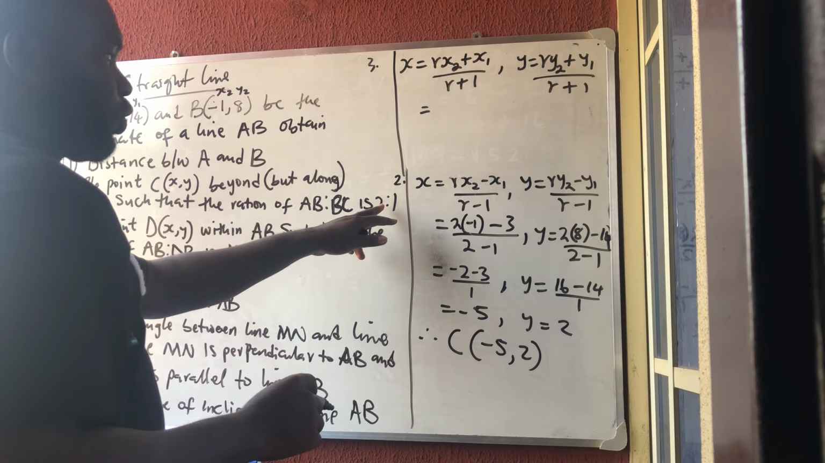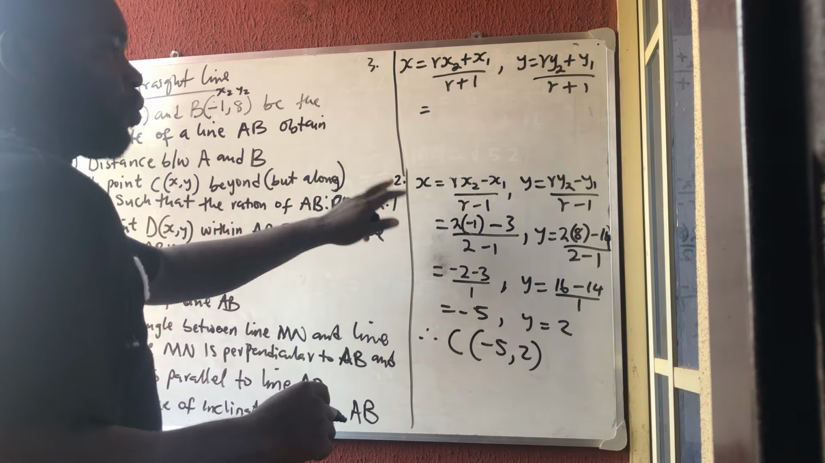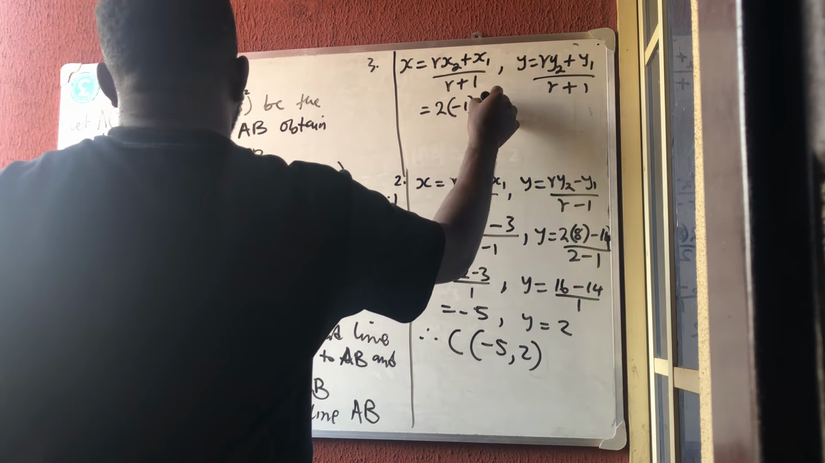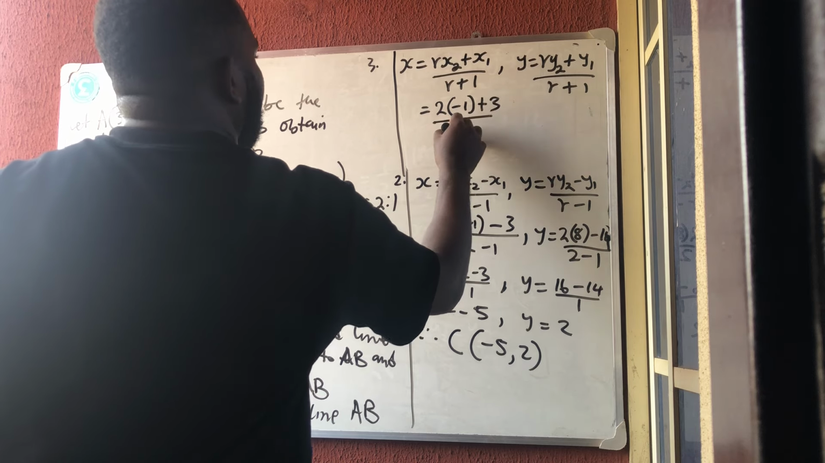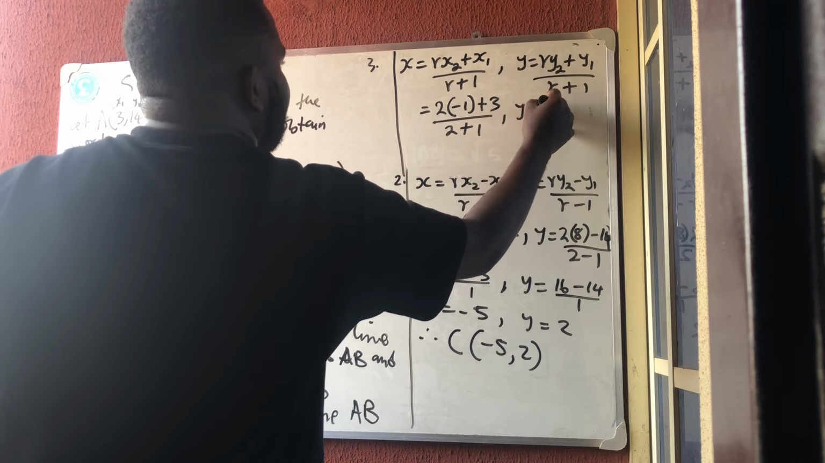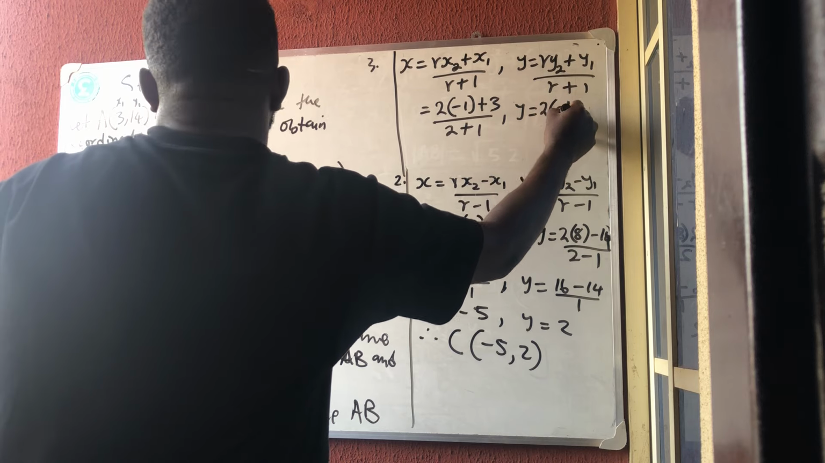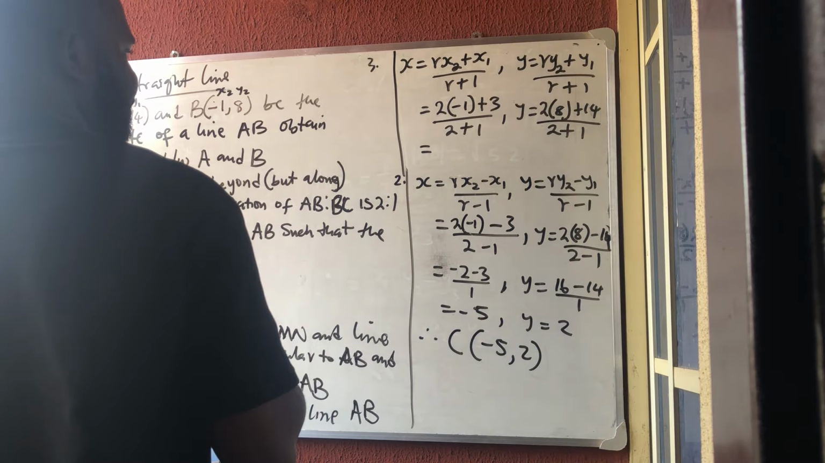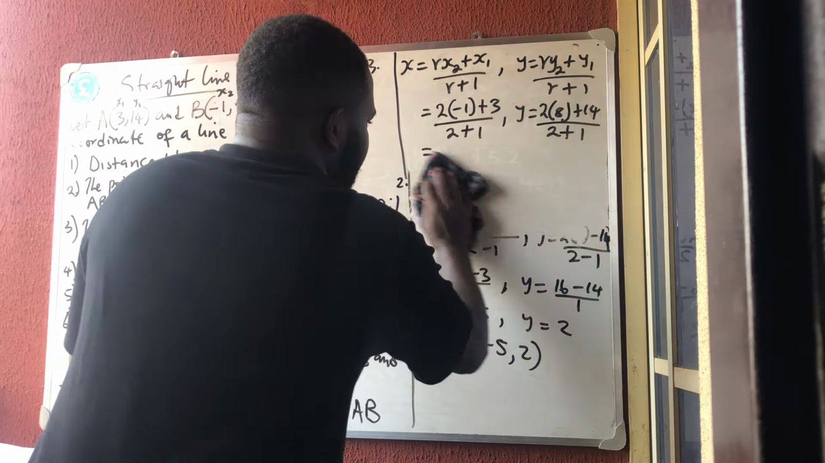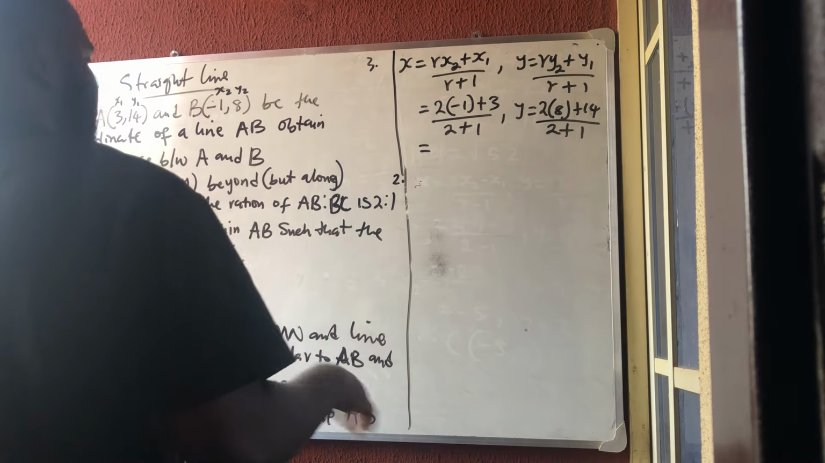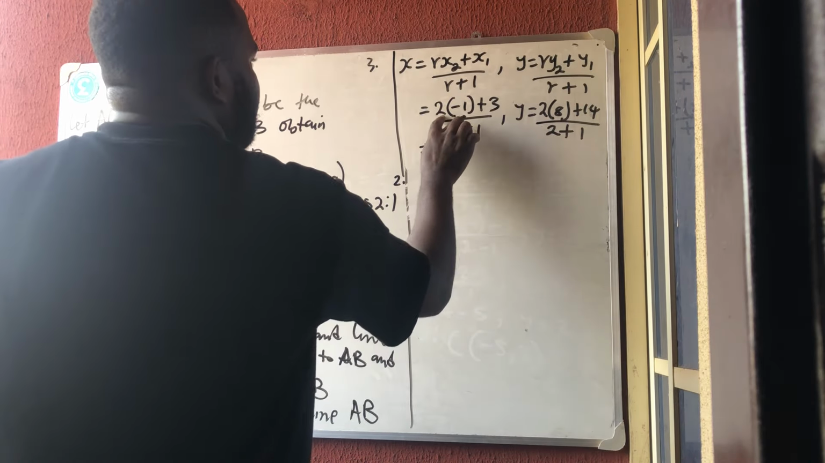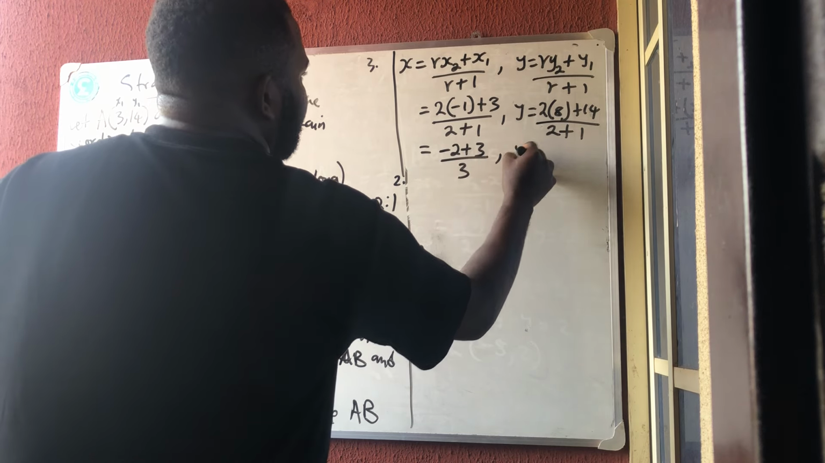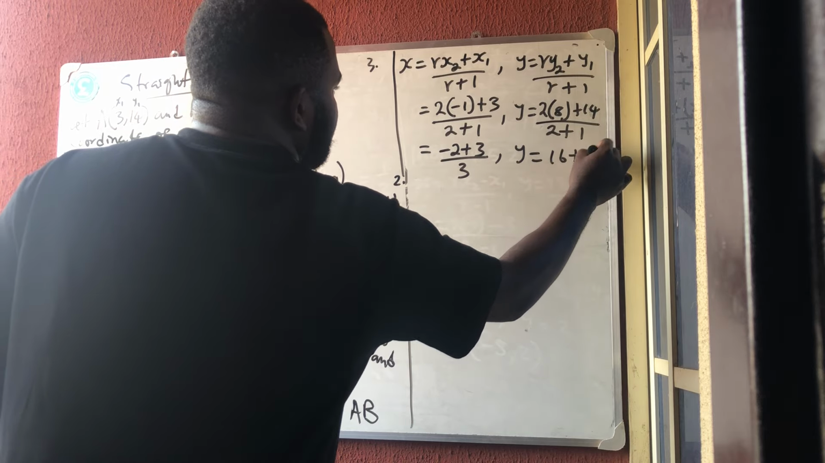So what is my r? Remember my r is the ratio. 2 to 1 means divide. 2 divided by 1, which is 2. So I'm having 2 brackets minus 1 plus 3 all over 2 plus 1, comma. For y I'm having 2 brackets 8 plus 14 all over 2 plus 1. So my answer becomes, sorry, permit me to clean here because I don't want to clean this question. Okay, so this time for x we have minus 2 plus 3 over 3, comma. For y I'm having 16 plus 14 over 3.